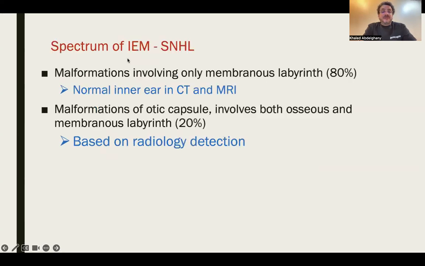Of the inner ear malformations responsible for sensorineural hearing loss, 80% involve the membranous labyrinth alone. At that time, CT and MRI have no role in diagnosis. Radiology has a role in detecting the 20% with otic capsule involvement, that is, malformation of the osseous and membranous labyrinth.